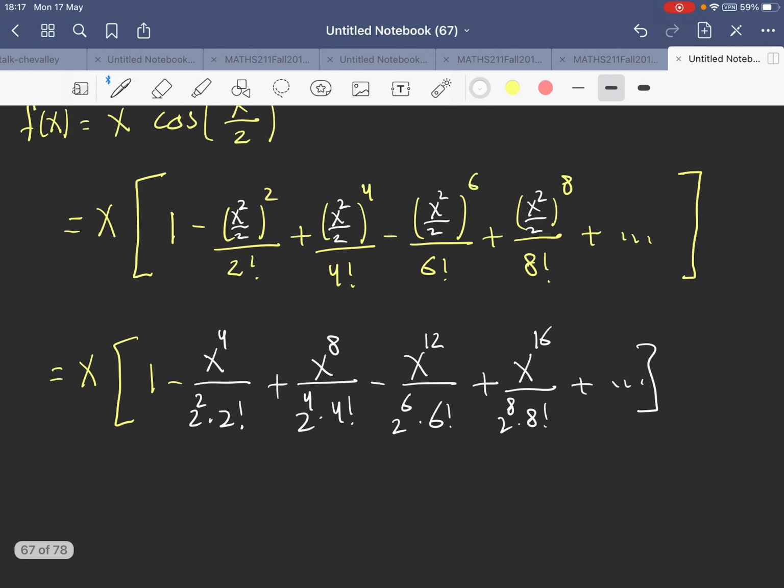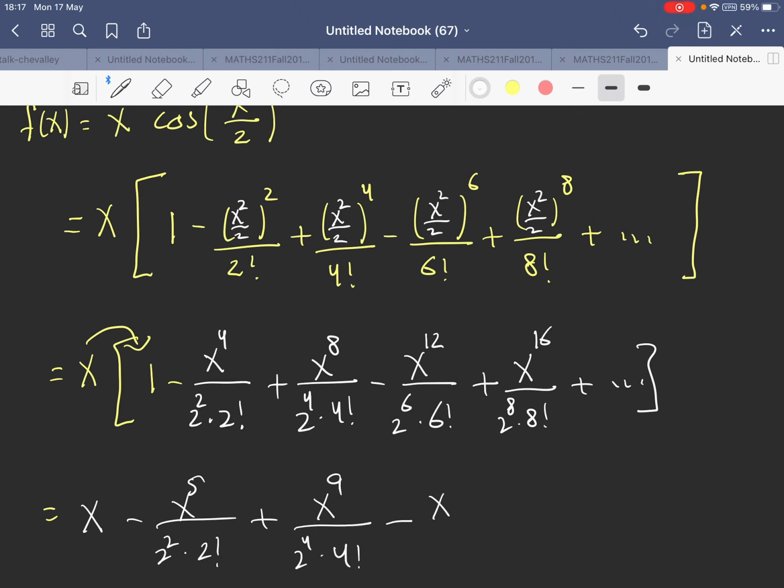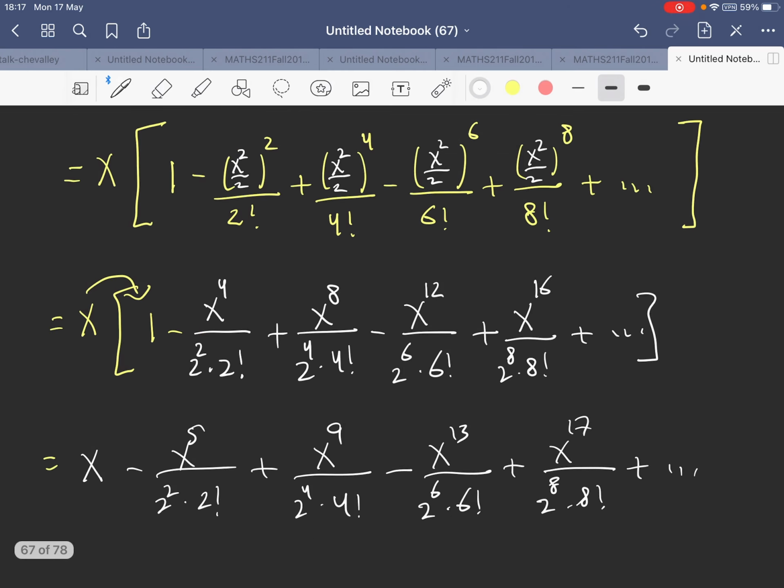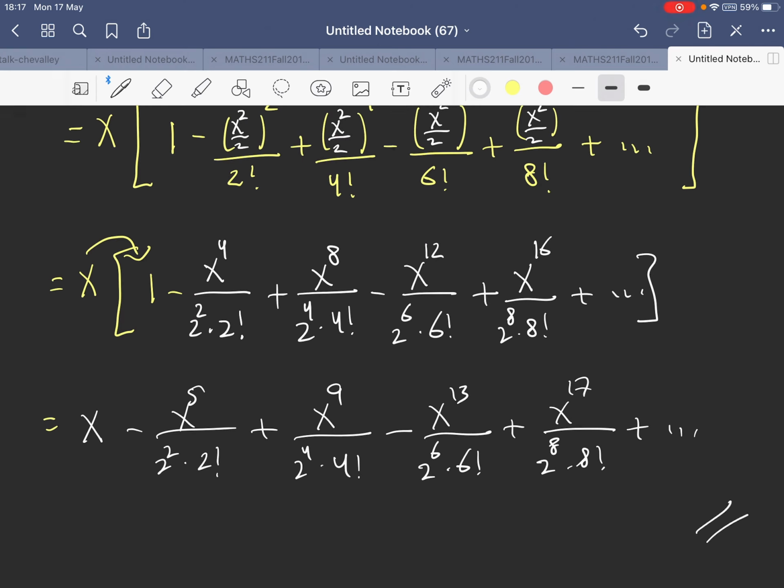And the last step is to take the x inside. So the final step will be x minus x^5 over 2 factorial, plus x^9 over 2 to the 4 times 4 factorial, minus x^13 over 2 to the 6 times 6 factorial, plus x^17 over 2 to the 8 times 8 factorial, and so on. And that's the expanded form.